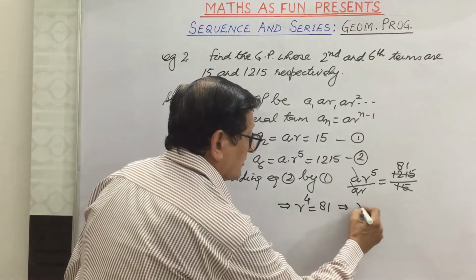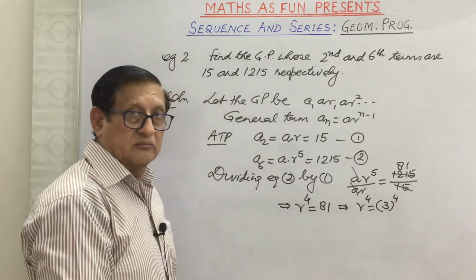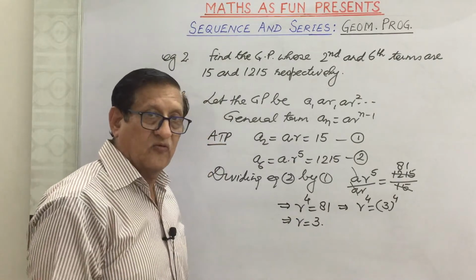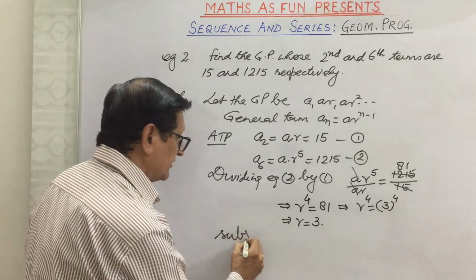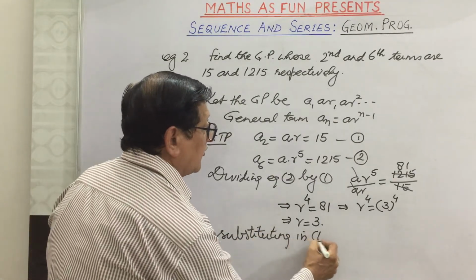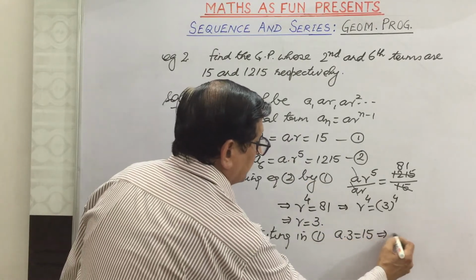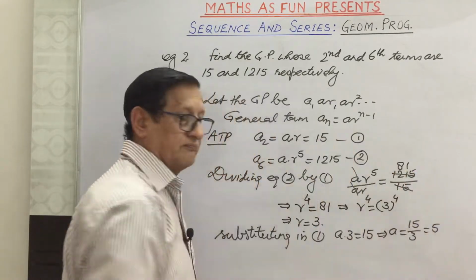And we know that 3 power 4 is equal to 81. This gives us the value of R as 3. When we get the value of R as 3, we can substitute that in 1. Substituting in 1, we get A into 3 is equal to 15. It means we are getting A is equal to 15 by 3, that is 5.